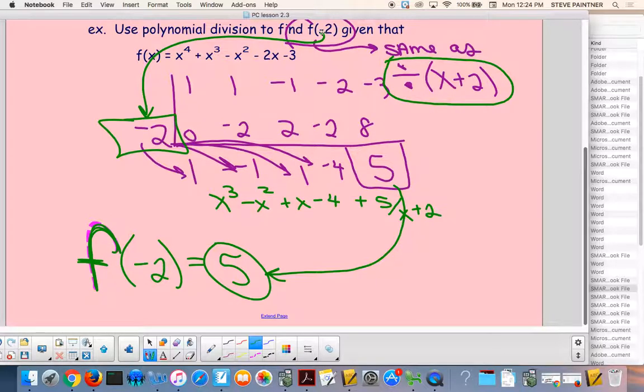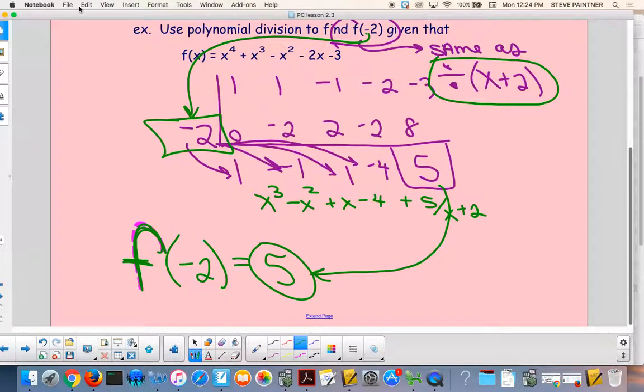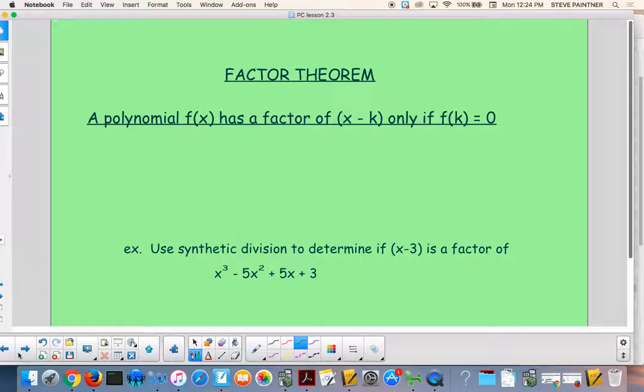Okay, this is a big repeat of Friday. I did this on Friday, so hopefully you're okay. Anybody have questions? No. Okay, next slide. The factor theorem. And really this is all you're learning because I did everything up to this. It says a polynomial f of x has a factor of what? X minus k. Let's say x minus 5. Only if f of what?